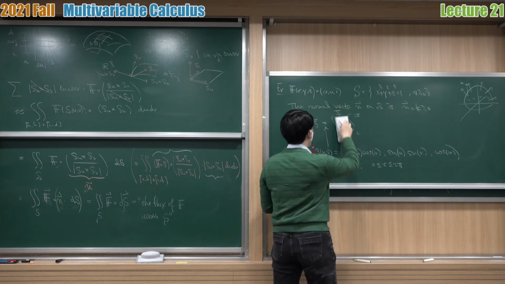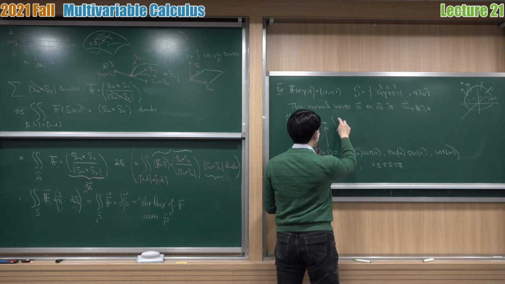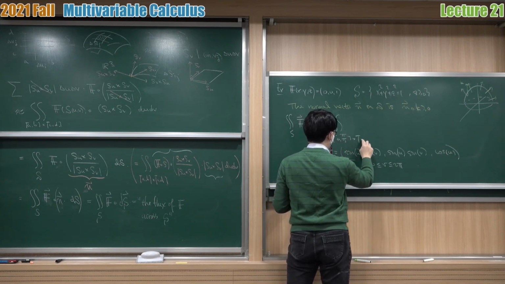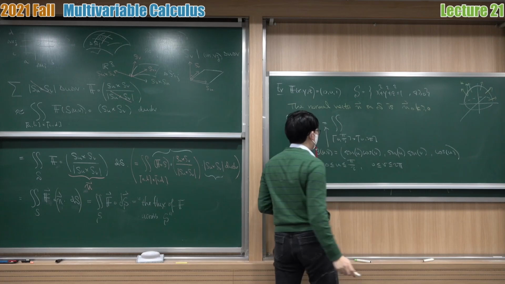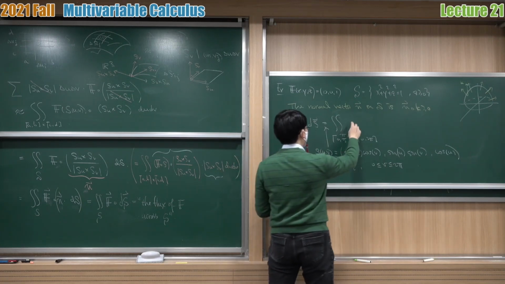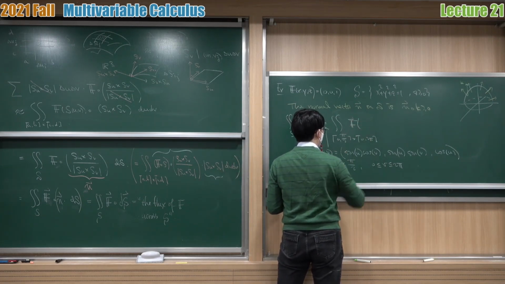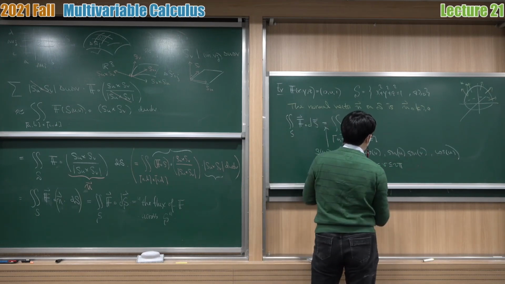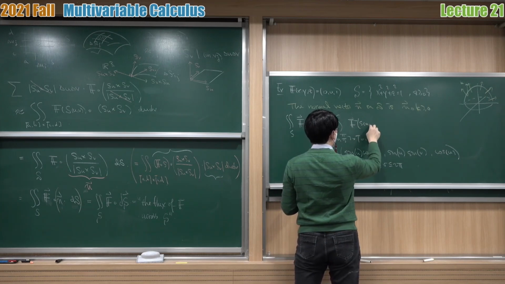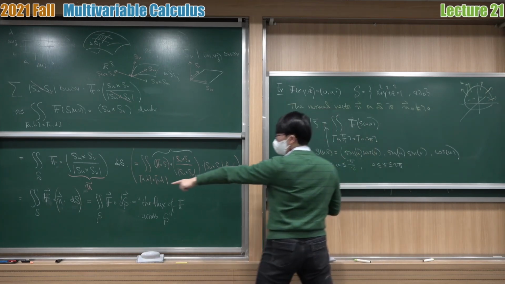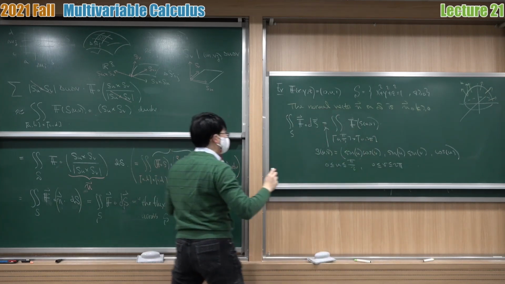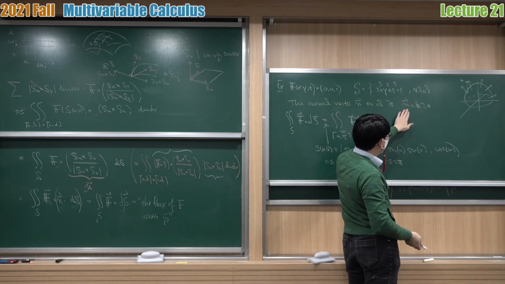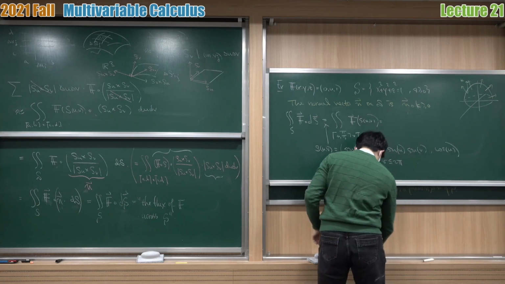Or maybe I put this sign first. 0 to 2 pi cross 0 to 2 pi here. And the vector field is computed at S(U, V), which is these x, y, z coordinates. And then I take an inner product with the normal vector n. Now I have to find out what the normal vector is.